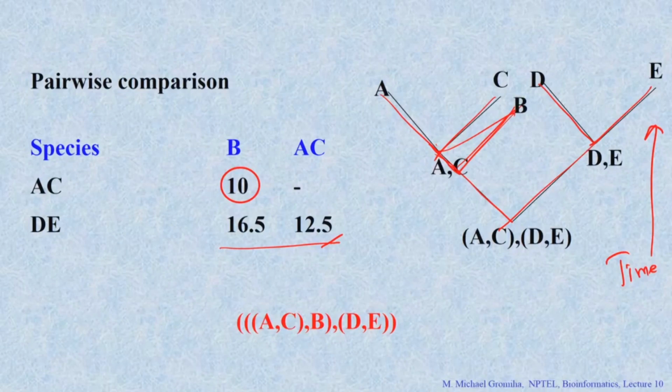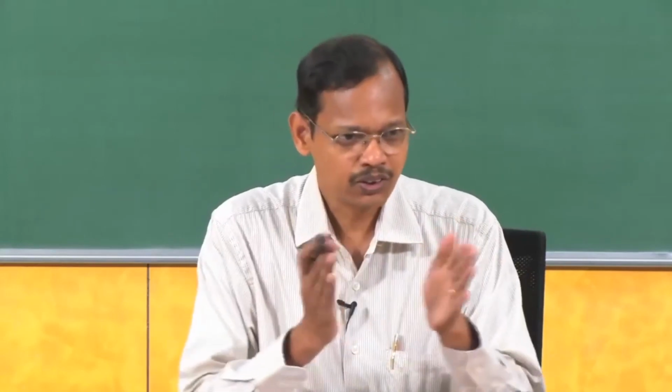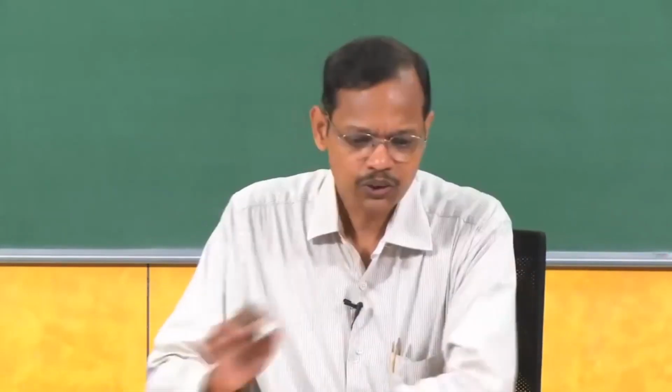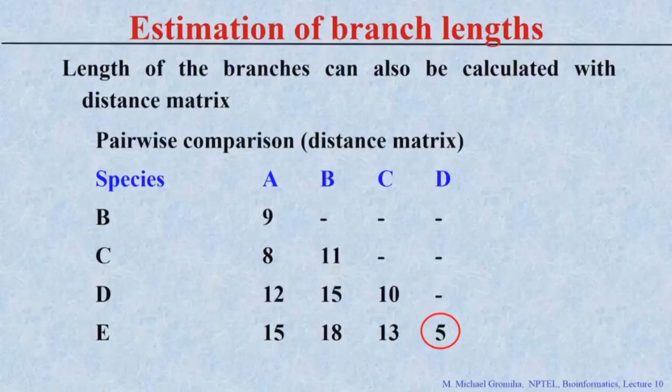These numbers tell the number of mismatches. With very few mismatches, it took less time. If there is a greater number of mismatches, it takes more time to go from one organism to the other organism. So, now we see the length of the branches, we can calculate from the distance matrix. So, how to calculate? This is the pairwise comparison.